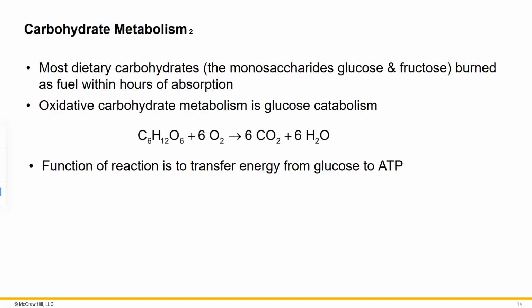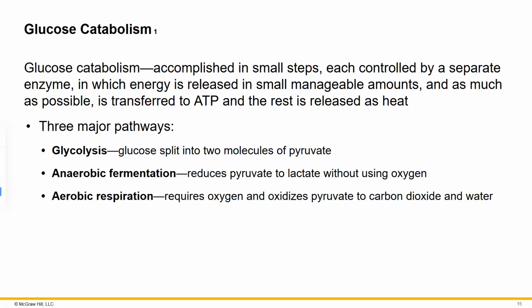So the function of the reaction is to transfer energy from glucose to ATP. Glucose catabolism is accomplished in small steps, each controlled by a separate enzyme, in which energy is released in small, manageable amounts. As much as possible is transferred to ATP, and the rest is released as heat. There are 3 major pathways: glycolysis, anaerobic fermentation, and aerobic respiration.